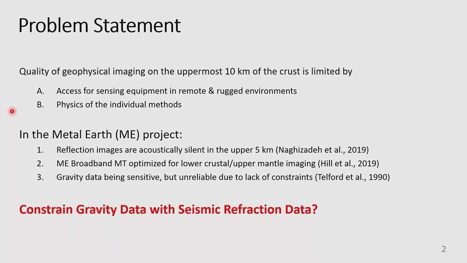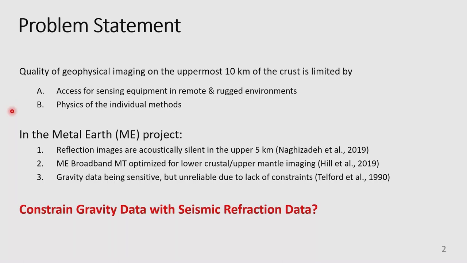So the problem in this case is to image the geophysical crust in the upper 10 kilometers, so this is the upper crust. And we've found that the seismic isn't necessarily that good at imaging the upper crust. What we get is basically no reflections, so that's what they call seismically transparent. And sometimes it's difficult and expensive to get the gear into those areas anyway, so the cost of collecting seismic data is prohibitive, and it's really lucky that the Metal Earth Project did have enough budget to be able to collect a lot of seismic data.